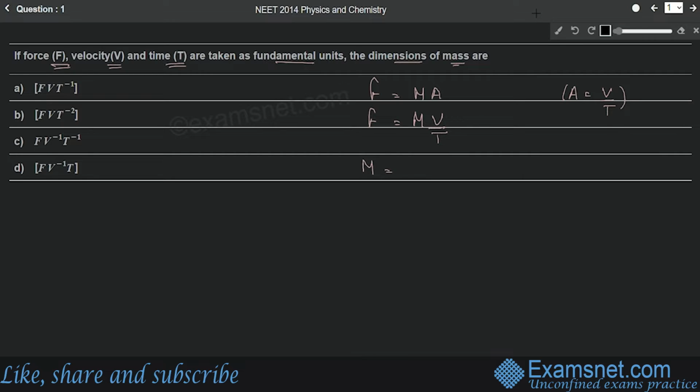So mass will be equal to F into T upon V. This can be written as F into V minus 1 into T. So this will be the dimension of mass, because here force, velocity and time, all three are the fundamental units. So the correct answer will be option D, F V minus 1 T.